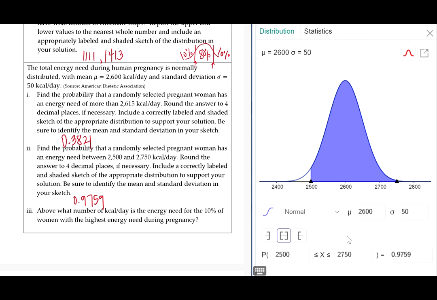And next, above what number of kcal per day is the energy need for the 10% of women with the highest energy need during pregnancy? So I want 10% to be in the right tail. So again, in this area, the box to the right is where I put the area. So that's where I'm going to put 0.1. That's that shaded area there. And GeoGebra then fills in the left box with the amount. I'm going to round to the nearest whole number again, and I get 2664 kcals per day. So GeoGebra is really slick and will do this for us really nicely.